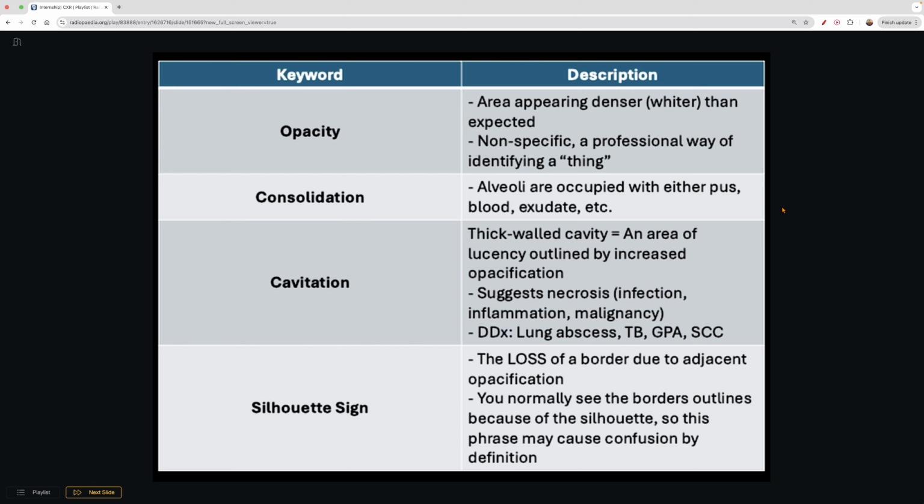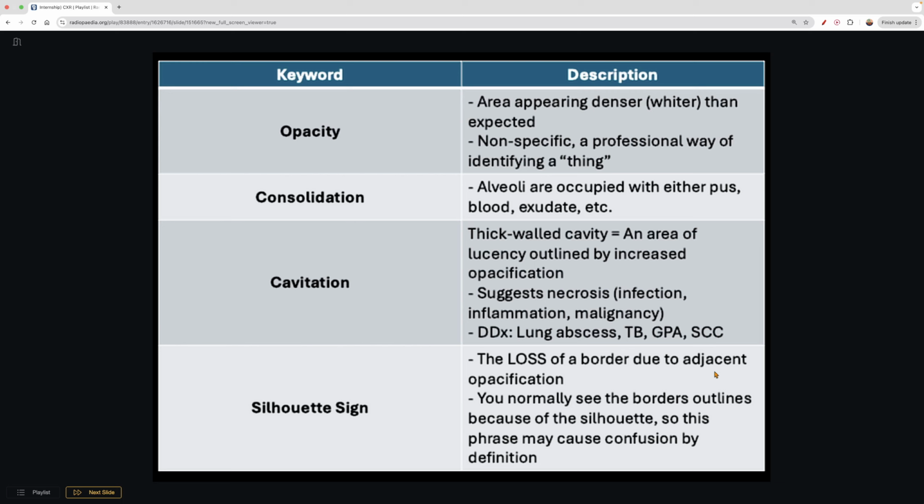A cavitation, on the other hand, is a thick-walled cavity, and you'll see it tends to be outlined by more opacification, right? So there's a thingy around it, and then inside tends to be air, and that air is due to necrosis, whether it's infection, inflammation, malignancy. And the differential diagnosis for a cavity is relatively limited, mainly being lung abscess, tuberculosis, granulomatosis with polyangiitis, or squamous cell carcinoma, and there's a few others, of course, but these are some core ones that we think about.